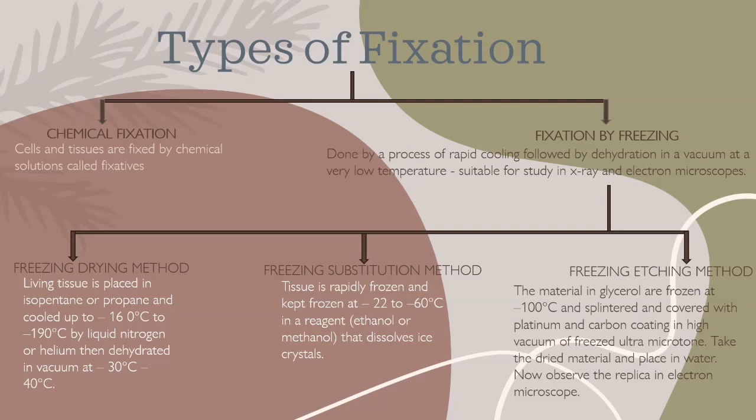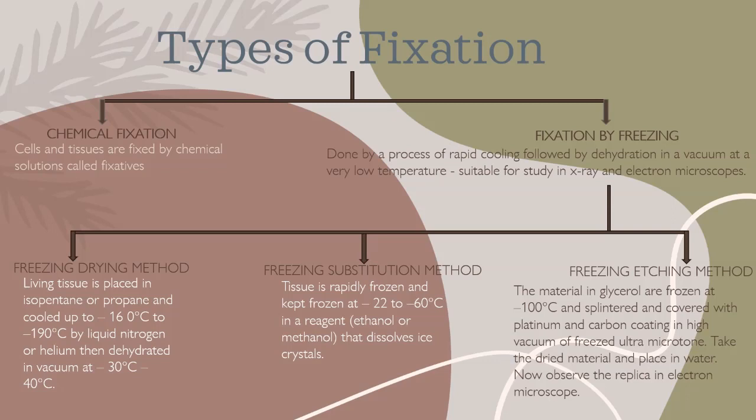Types of fixation. So there are two types of fixation. One is chemical and another one is freezing. Chemical fixation. Cells and tissues are fixed by chemical solutions called fixatives. Fixation by freezing. Fixation is done by a process of rapid cooling followed by dehydration, that is the loss of water, in a vacuum at a very low temperature. And this type of fixation is suitable for the study in X-ray and electron microscope.